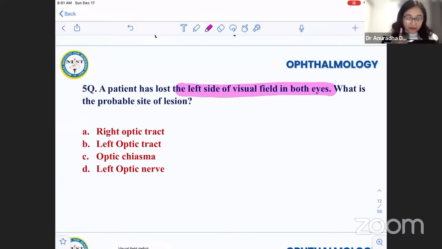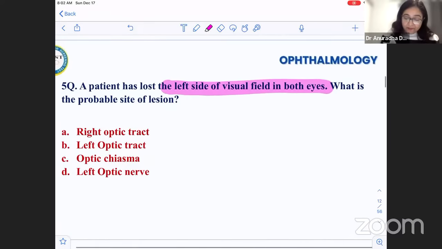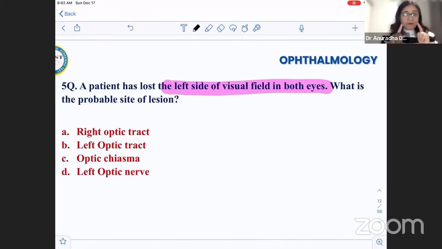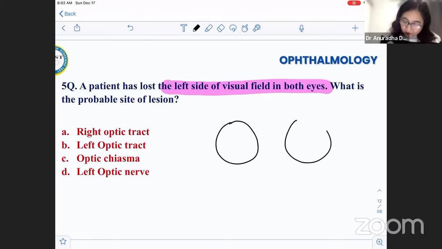First of all, don't jump to the answer. First of all, identify the visual field defect. Yes, it is hemianopia. But what kind of hemianopia? Before jumping to the answer, first of all, complete your diagnosis. So, let's see what visual field the examiner is talking about.